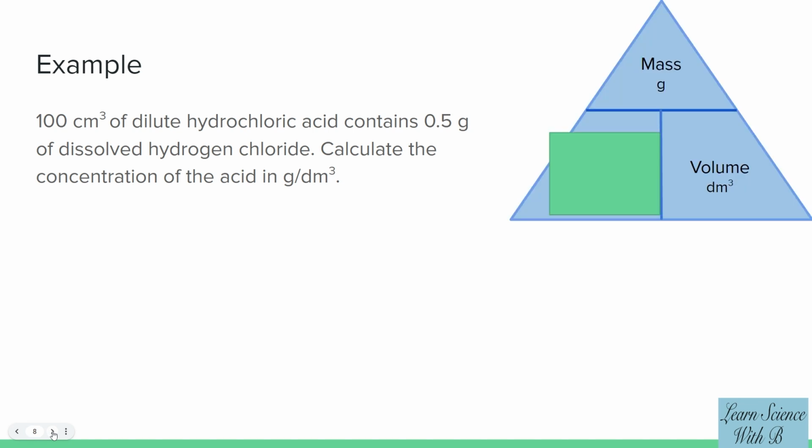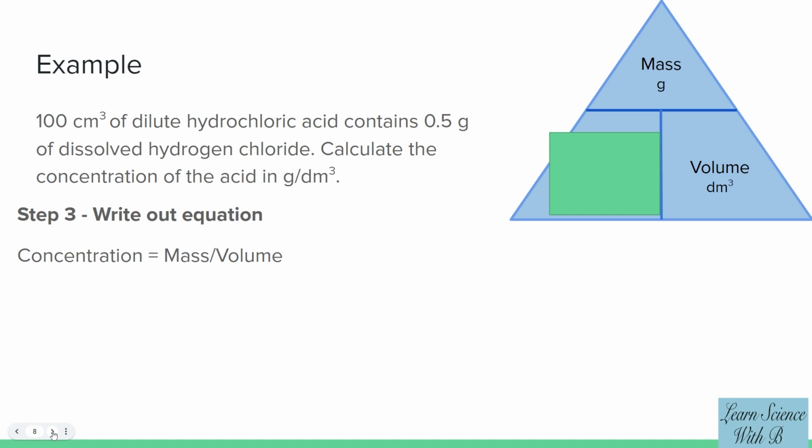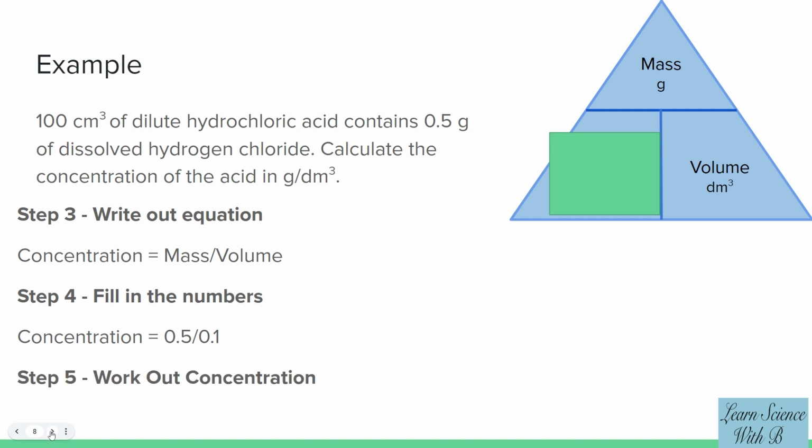Step 3. Write down the equation. In this case it's concentration equals mass divided by volume. Step 4. Fill in the equation using the information we have. Make sure to use the volume we calculated in step 1. Concentration equals 0.5 divided by 0.1. Step 5. Work out the concentration, which is 5 grams per cubic decimeter.